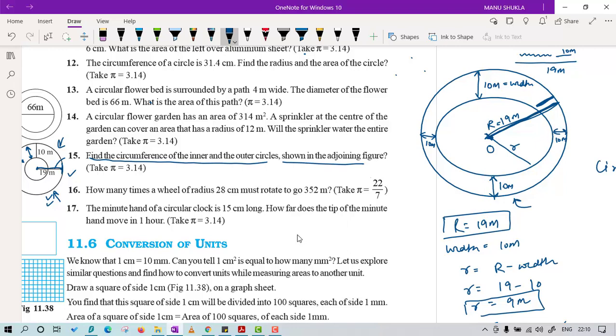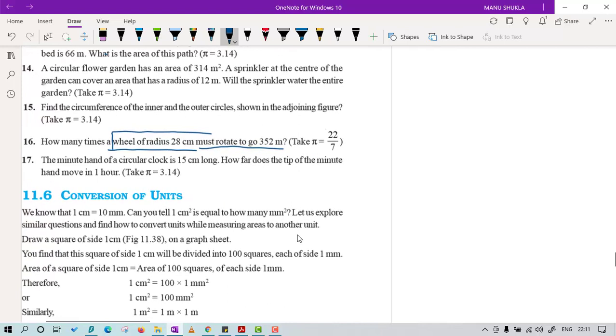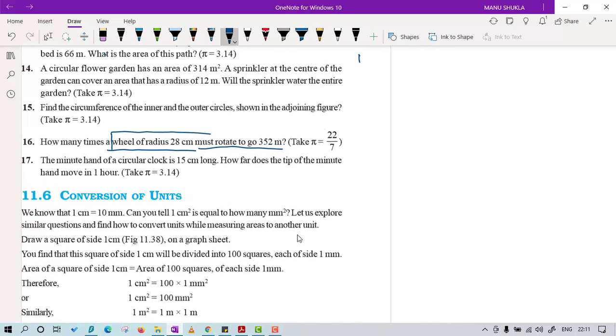Now the next question, question number 16. How many times must a wheel of radius 28 centimeters rotate to go 352 meters? Before doing anything, we must understand what we mean by wheel and its rotation. Okay. So question number 16, the concept is very simple.